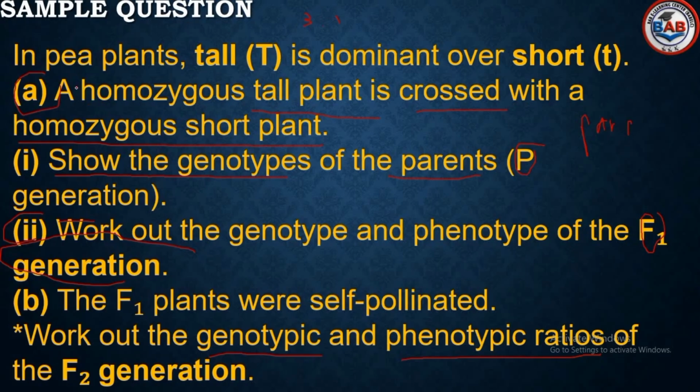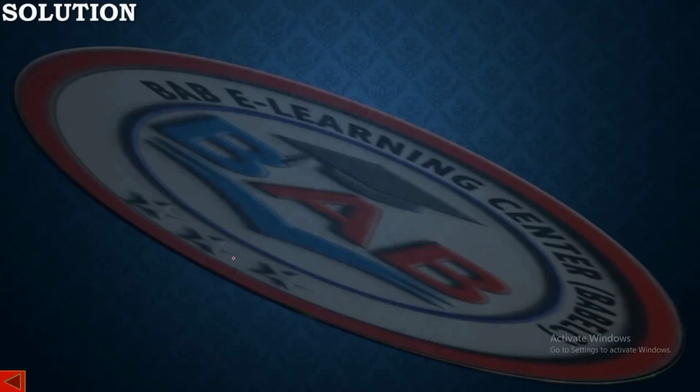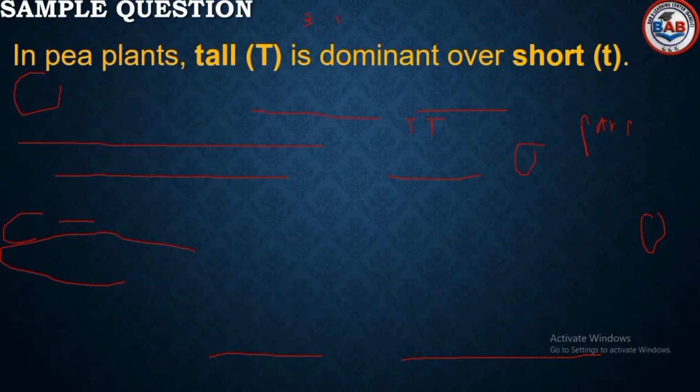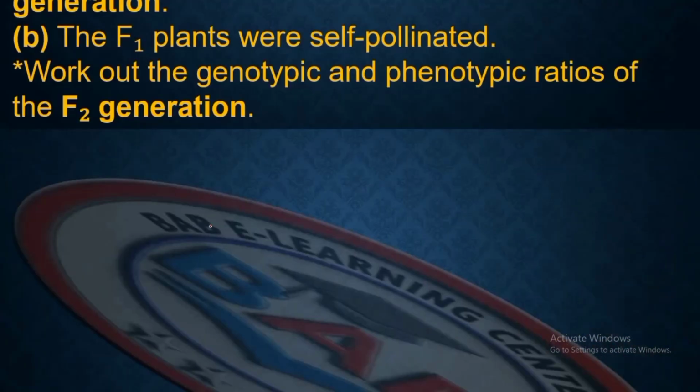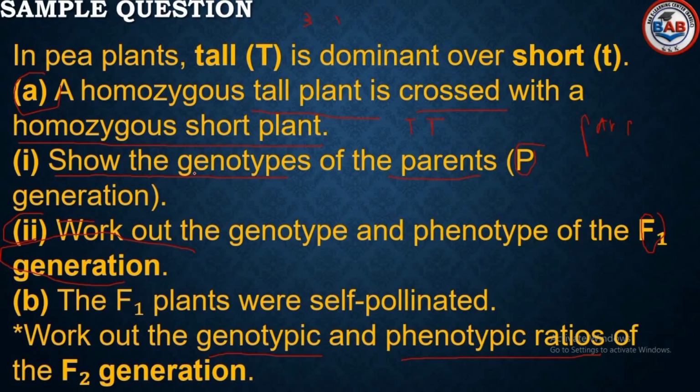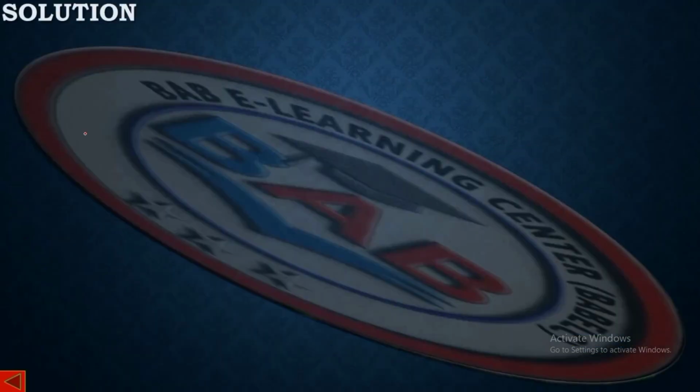Our question A reads, a homozygous tall is crossed with homozygous short. Homozygous simply means that the alleles were similar. That is A, our first question. Show the genotypes of the parents.